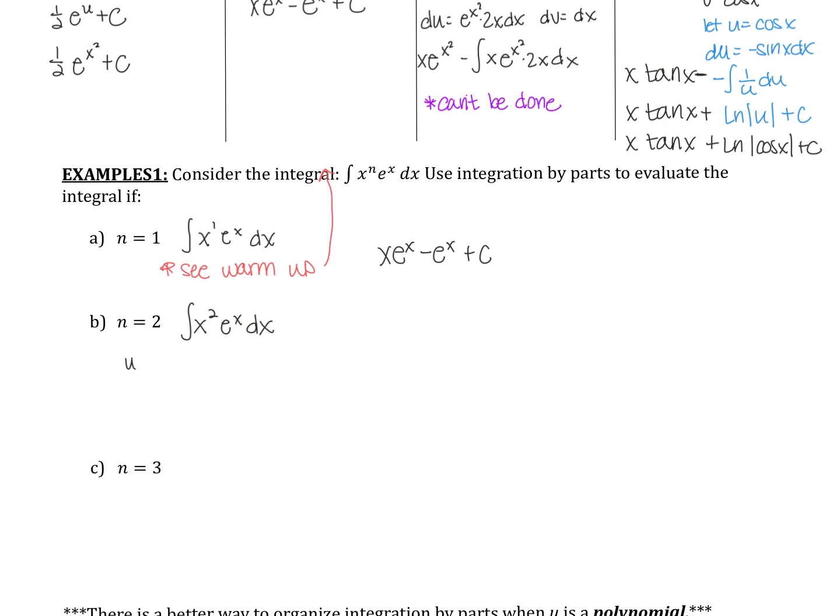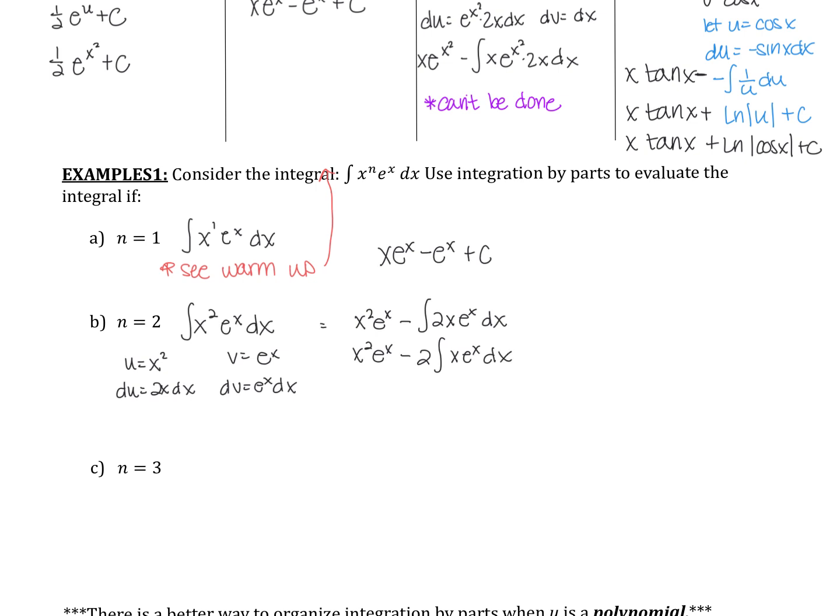All right, hopefully you tried this and you let u be x squared. So du would be 2x dx. And then you let dv equal e to the x dx. So v equals e to the x. And then when I take this antiderivative, we would get x squared e to the x minus the integral of 2x e to the x dx. I just put it in a slightly different order so it looked a little bit prettier. Let's clean this up again. Let's pull out my constant.